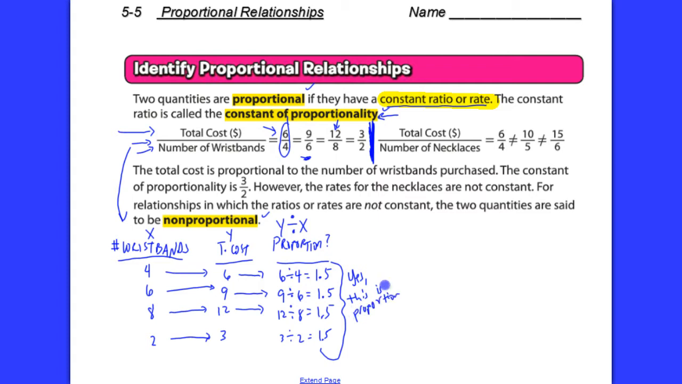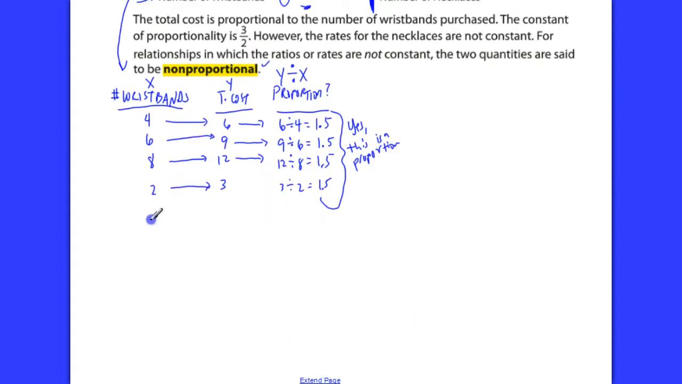I'll just say this is a proportion. Okay, now the other thing that we need to say here is that the constant of proportionality, this is a new word for you, is 1.5. Okay, so this value here, this is the constant of proportionality if it is a proportion.